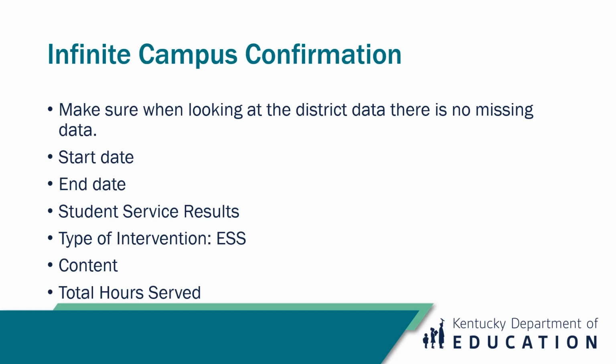Your Infinite Campus confirmation is where you make sure when you're looking at the district data there is no missing data. And according to the regulations 704 KAR 3:395, we need to collect the demographic data, which is also in Infinite Campus, the start date, the end date, the student service results, the type of intervention, which would be ESS, your content knowledge, and your total hours served.